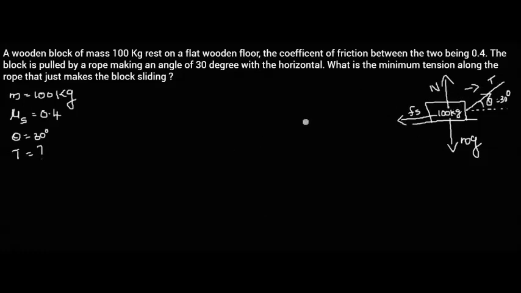Let's draw the free body diagram. Here we have an object with mass 100 kg, the weight of the object acting along the downward direction, and the normal reaction acting perpendicular to the contact surface, and we have the frictional force which is acting in the opposite direction of impending motion. And this is the horizontal direction. From the horizontal direction we have a rope with the tension T, which is making an angle theta with the horizontal axis.